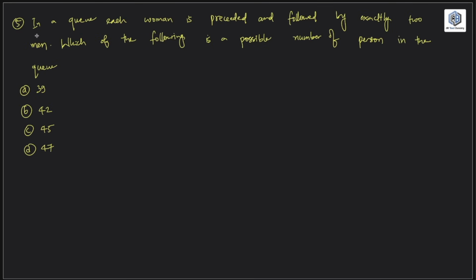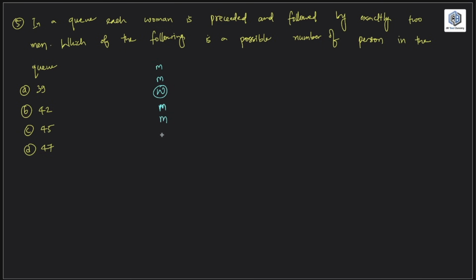It says that in a queue, each woman is preceded and followed by exactly 2 men. Which of the following is the possible number of persons in the queue? Now this was a very good question actually. So if you have a woman over here, she is preceded by 2 men and followed by 2 men in the row. So this can be the smallest queue possible. How many members are there? 1 2 3 4 5 members.